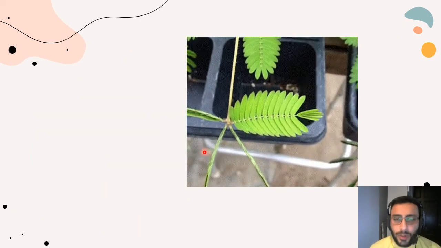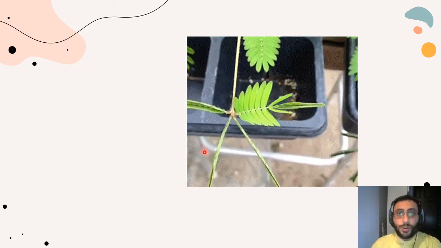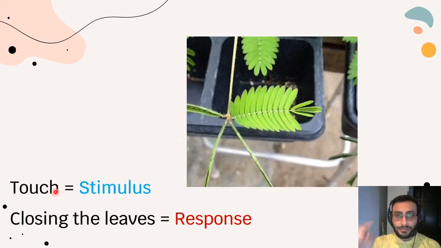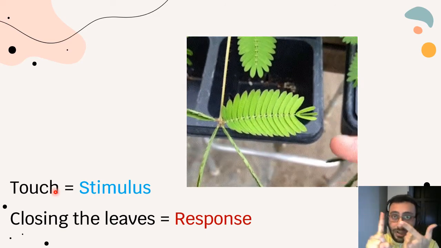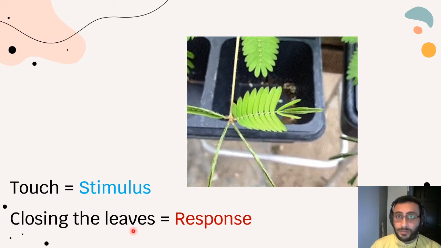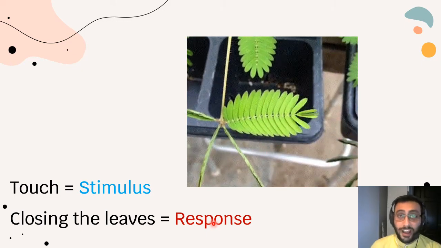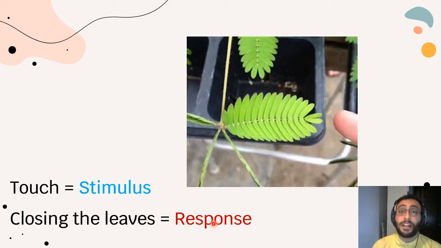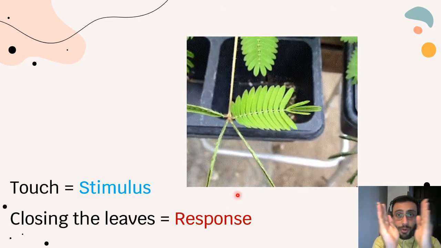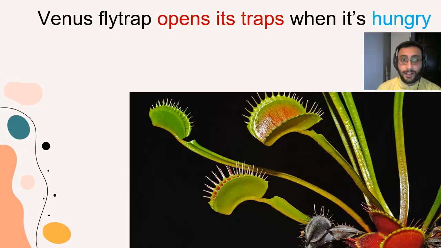Now let's see another one. Look at this. Oh, wow. He touched the plant and all the leaves are closing. Cool. Now, touch is the stimulus. See, the man touching the plant is the stimulus. Closing the leaves is the plant's response. So cool, right? I think you have seen this. In Thailand, actually, you have these plants that when you touch them, which is the stimulus, they will close the leaves. Then that is the response of this plant.